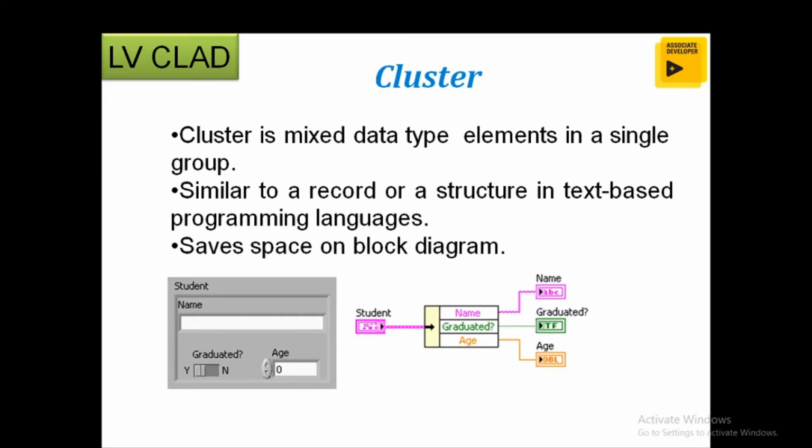So as I mentioned, it is going to be a group of different data type elements. Okay, so we are just collecting student data. So there will be a name, there will be whether the student has graduated, like a status, true or false, and there will be a numeric control like an age. These are the different data types. They are controls. So we are just making them a cluster.